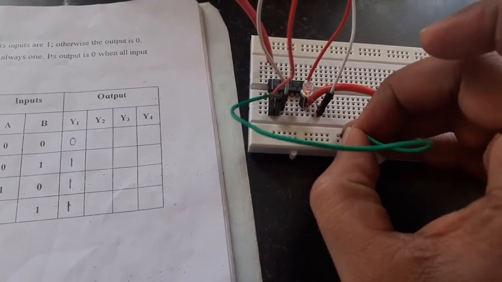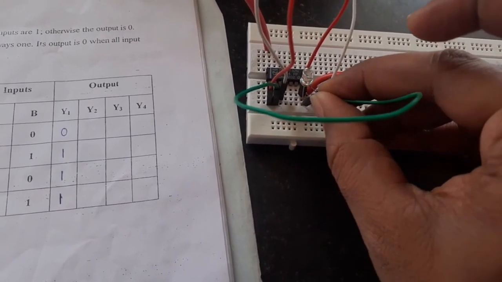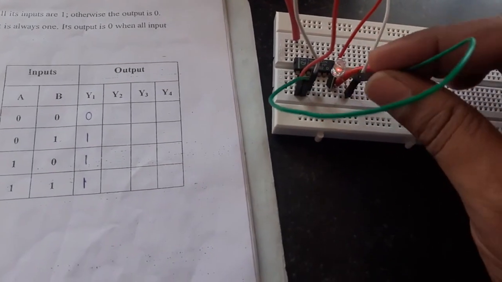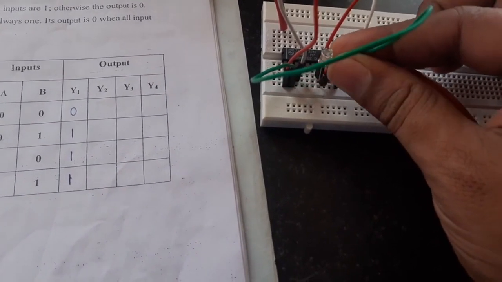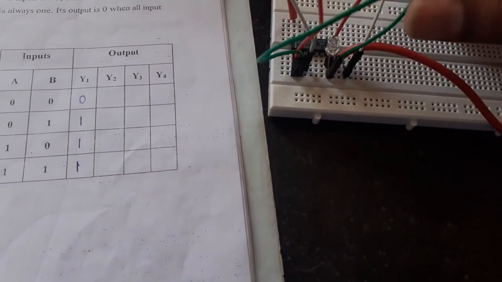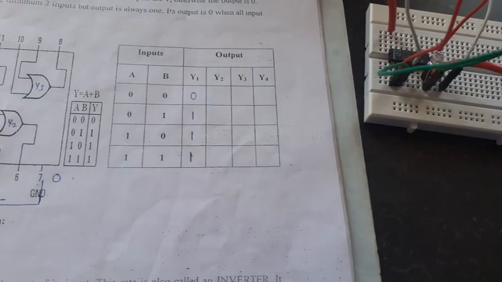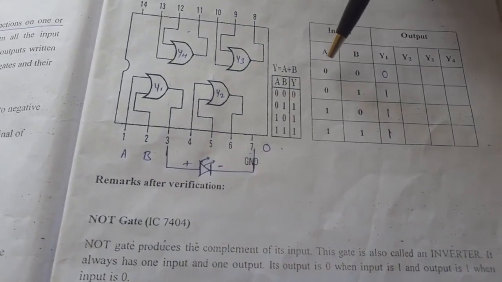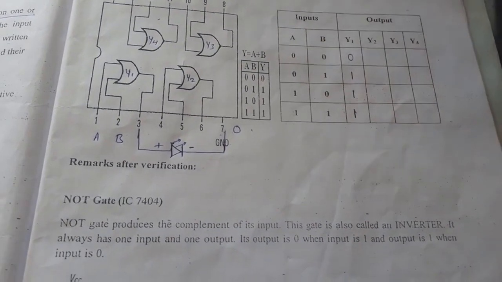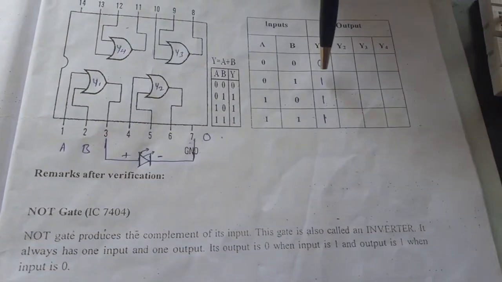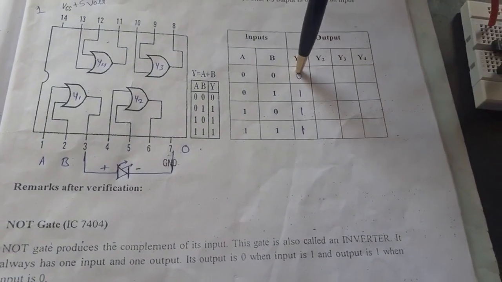If I remove it, again it is glowing on. If I connect it, it will go off, means if I connect A and B terminals to 0, the output is 0 for the OR gate. This is the first condition. If A is 0, B is 0, the output of the OR gate is 0, means the LED is not glowing.